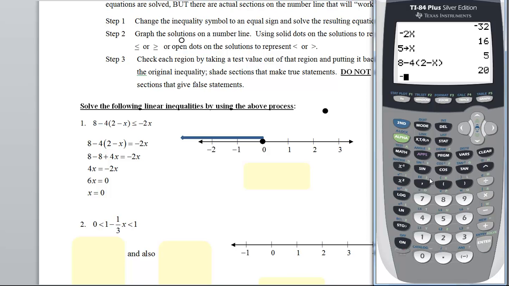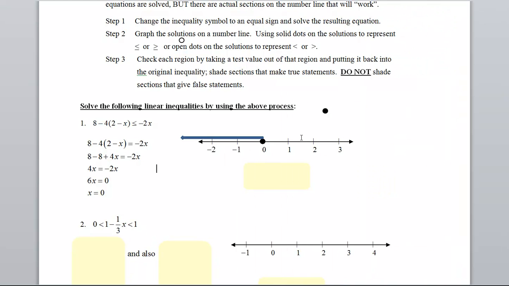And left-hand side. So here's my statement. 20 is less than or equal to negative 10. No, I don't think so. So I do not shade false statements. So this is the graphical answer to this problem, to this inequality.